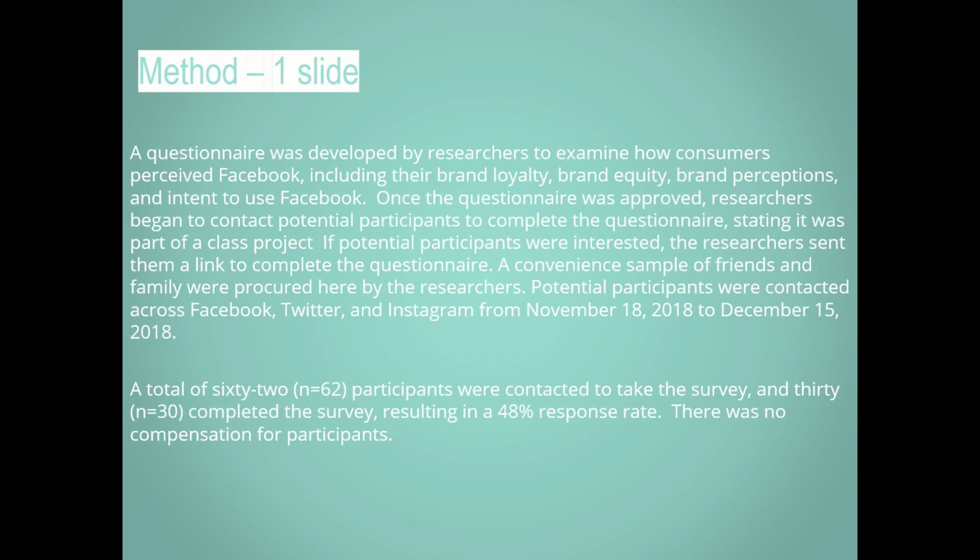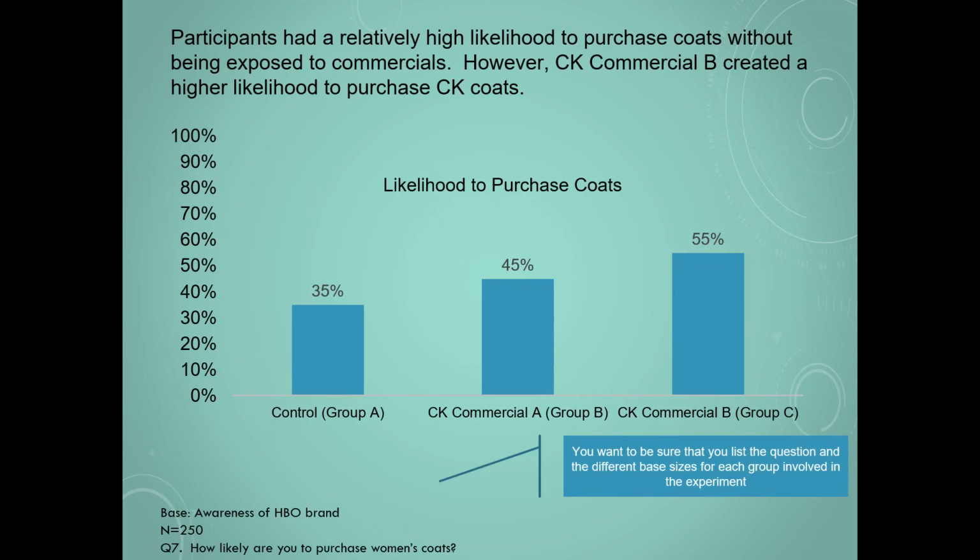With survey results, again, you're going to have a methods section. Don't stray away from this. Use it, edit details, and move on. Here we can see we have our top line result. Here, participants had a relatively high likelihood to purchase coats without being exposed to commercials. However, Calvin Klein Commercial B created a higher likelihood to purchase Calvin Klein coats.